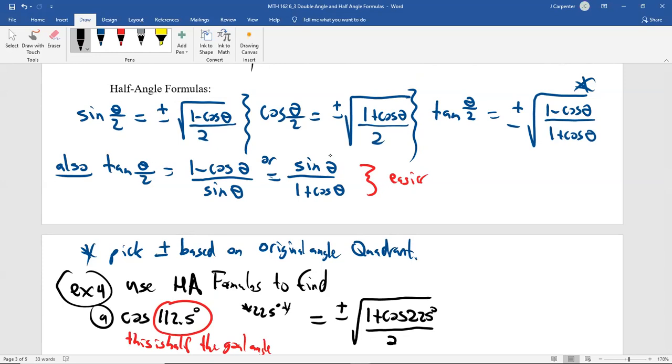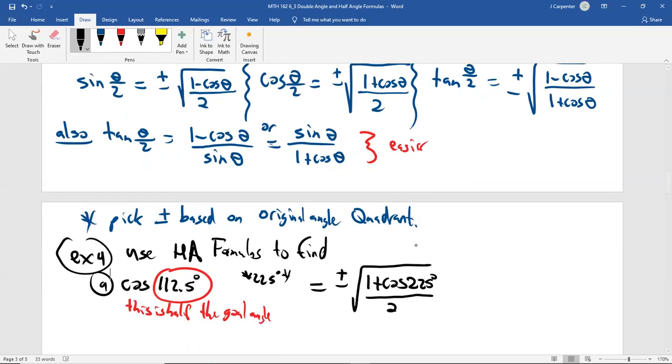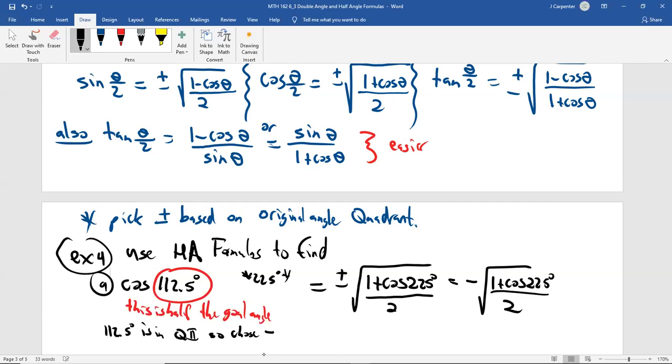And then you've got to ask, which one do we choose? Do we choose the plus or the minus? That's based on the original quadrant. Not the original quadrant of 225. 225 is not the angle we were asked about. We're talking about 112.5, and 112.5 is in quadrant 2. And we're doing a cosine, so we choose the negative. So it's negative square root of 1 plus the cosine of 225 degrees all over 2 inside the radical.